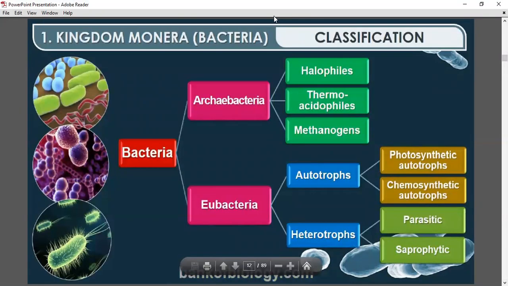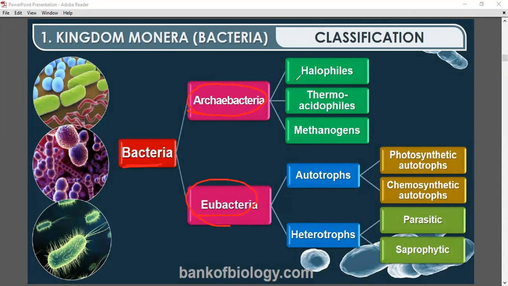So next is the classification of bacteria. Bacteria are classified into Archaebacteria and Eubacteria. Archaebacteria are classified again into 3: first halophiles, second thermoacidophiles, third methanogens.